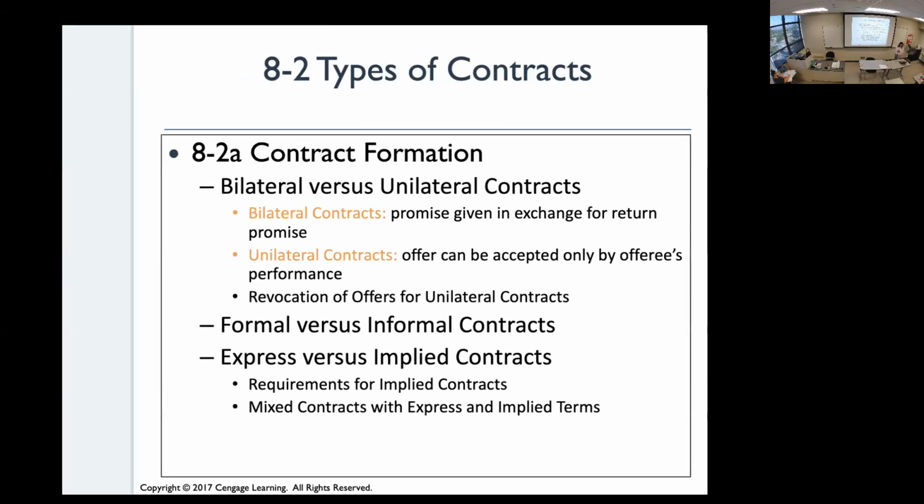Let's look at the types of contracts. There are bilateral versus unilateral contracts. A bilateral contract is a promise in exchange for a return promise, right? I'm going to give you this, you're going to give me that. If I sell my car, my promise is that I'm going to give you my car, and the party that is buying my car, his or her promise is to give me a certain amount of money. So a promise for a promise. That is a bilateral contract, at least 2 people involved, right?